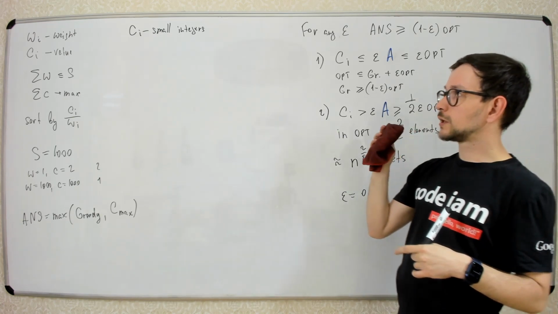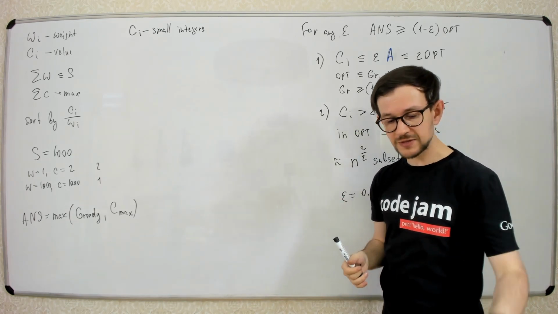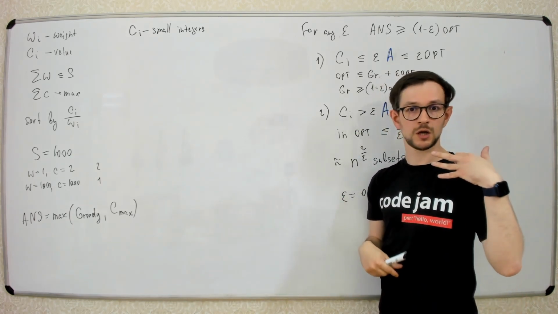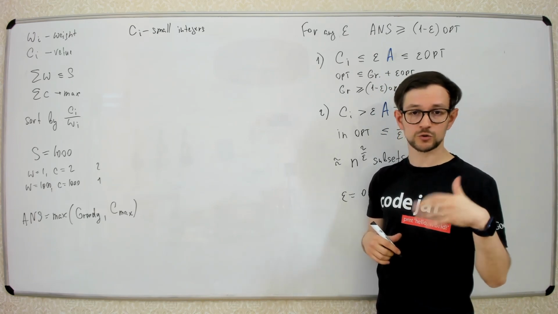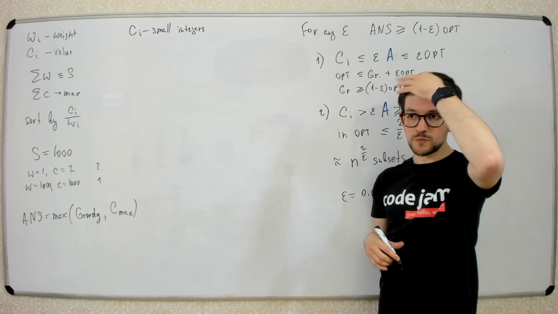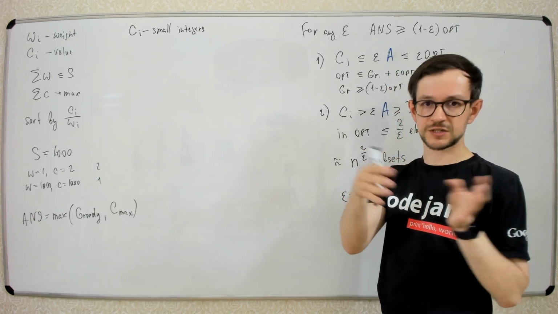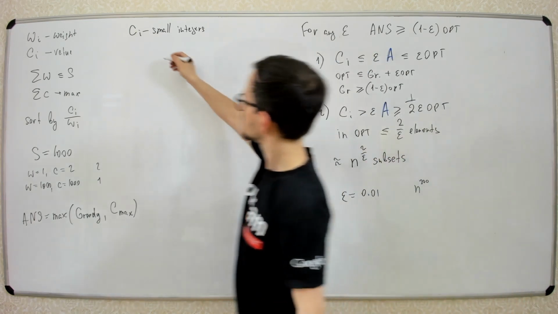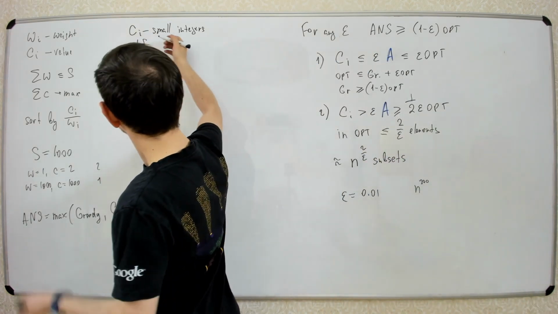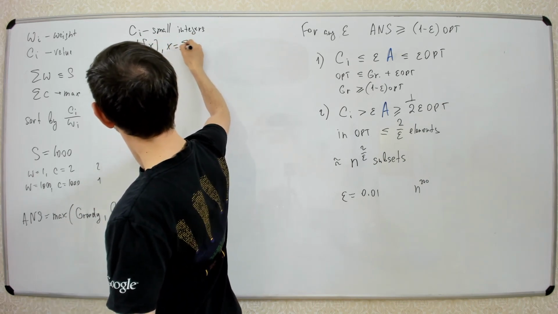So if my values are small integers, I can solve the knapsack problem exactly using dynamic programming. So how to use dynamic programming to solve the knapsack problem? Well, basically the state of your dynamic programming is the current sum of the values of your elements in your knapsack. So you make something like d of x, where x is the sum of your values.